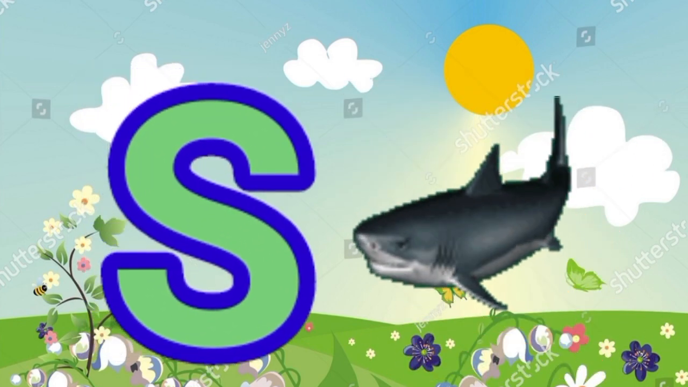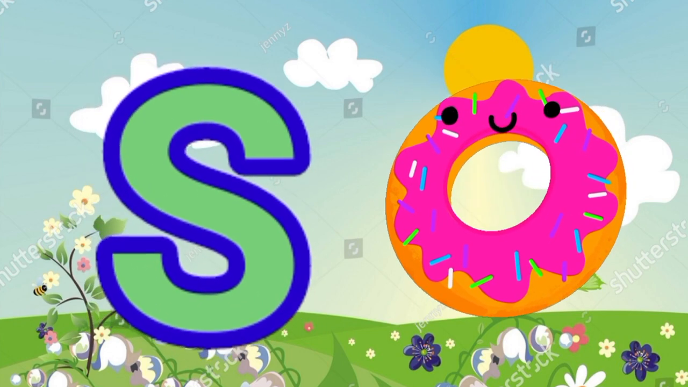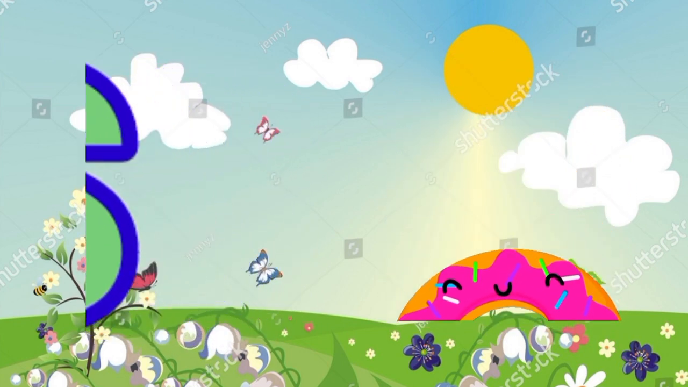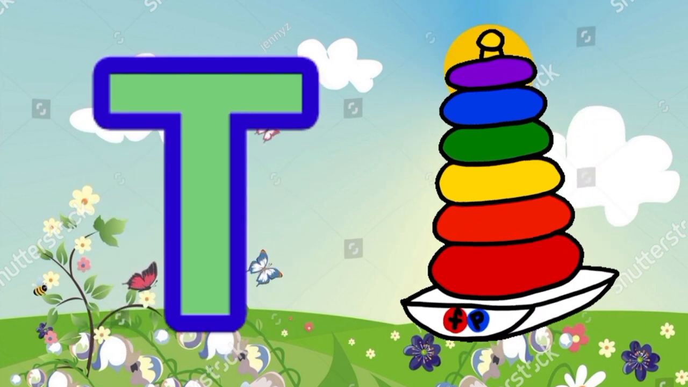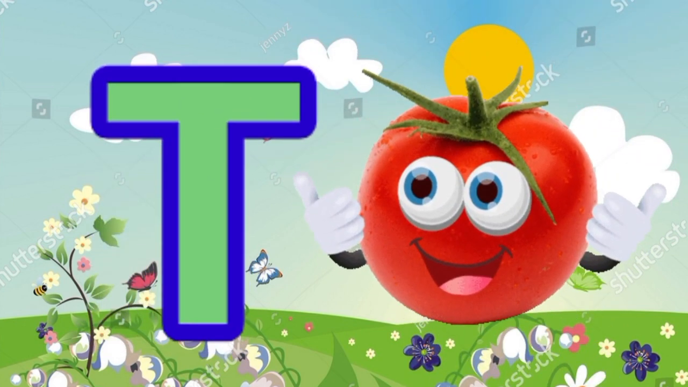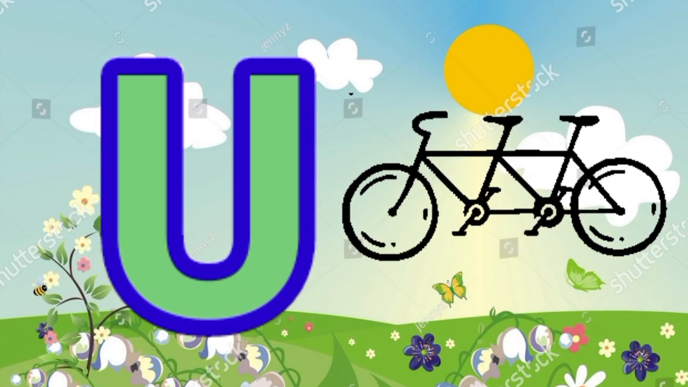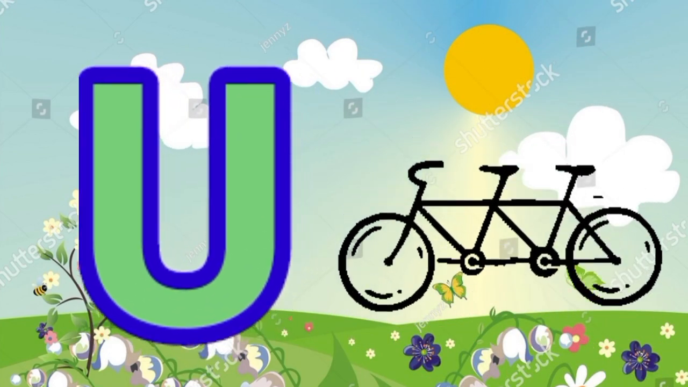S for shark. S for sweets. T for toy. T for tomato. U for unicycle.